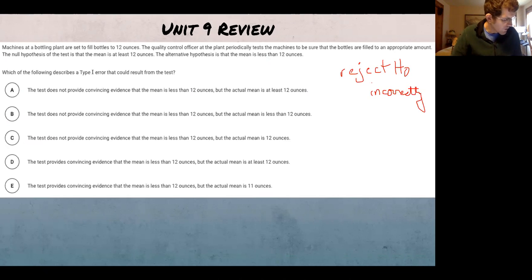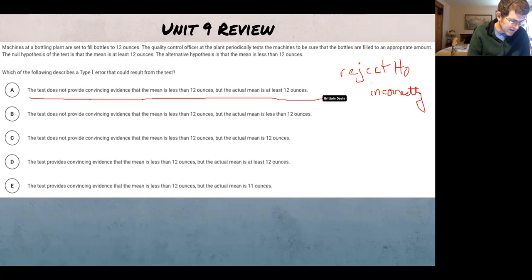So we are looking at machines at a bottling plant filling to 12 ounces. We've already seen a scenario. The quality control officer wants to make sure that the bottles are being filled to the appropriate amount. The null hypothesis is that the mean is at least 12. So the alternative is that the mean is less than 12. So if we reject the null, and we should not, then if we read through here, the test does not provide convincing evidence that the mean is less than 12 ounces, but the actual mean is at least 12 ounces.